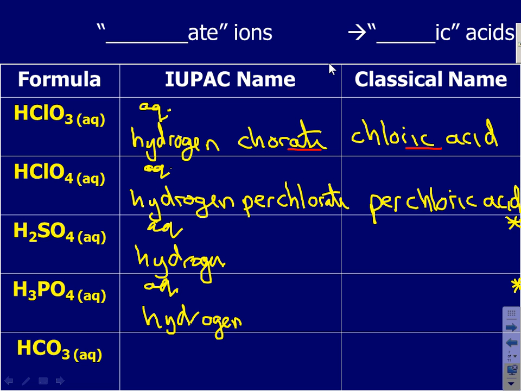Find those ions. Aqueous hydrogen, and find out what that ion is. This one isn't special. You can easily do that. You can easily switch it over. You've done them all already? Excellent.